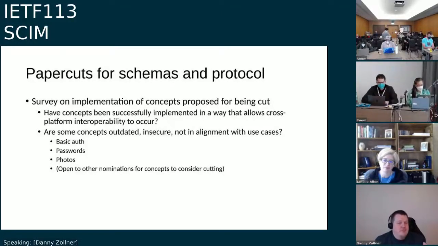So it's not an entire list. The goal, again, is that we want other people to get involved rather than it just being Janelle and me trying to figure things out on the schemas and protocols.